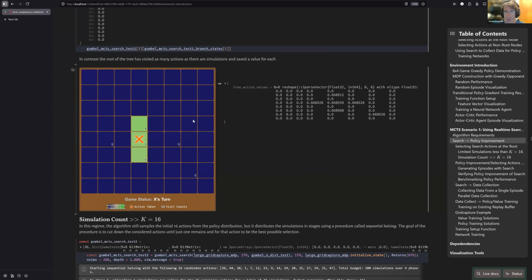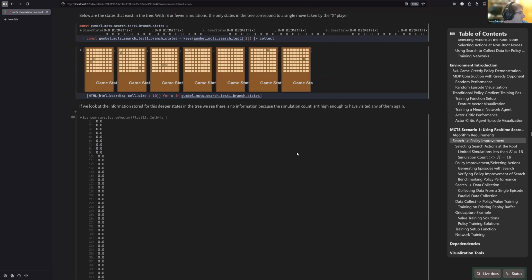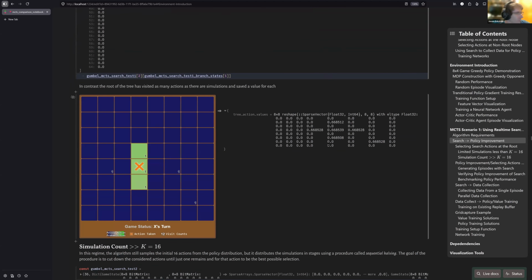Are there any questions about what's being shown here, what states the algorithm is visiting, or the information contained in the search tree? I'm trying to show, at every step of the process, what information has actually been collected.